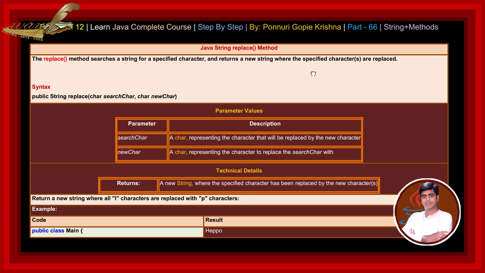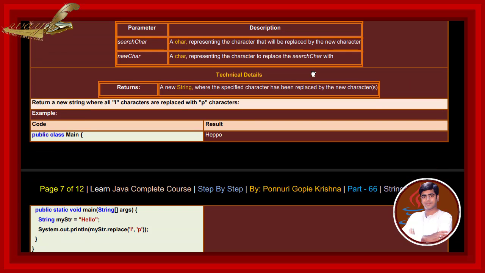Java string replace method. The replace method searches a string for specified characters and returns a new string where the specified characters are replaced. Syntax: public String replace(char searchChar, char newChar). Parameter values: searchChar, a char representing the character that will be replaced by the new character. newChar, a char representing the character to replace the search character with. Technical details: a new string where the specified character has been replaced by the new characters. Returns a new string where all I characters are replaced with P characters. See the example: if we write and execute this code, the output result returned is hippo.